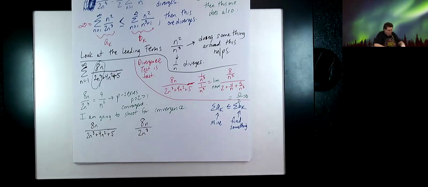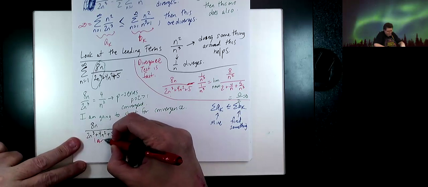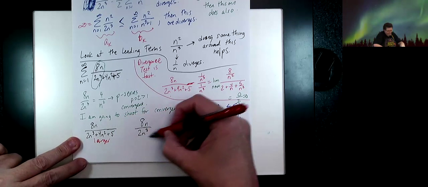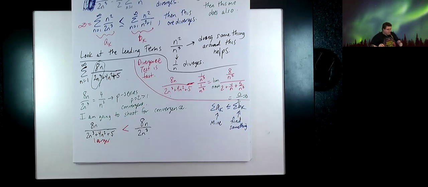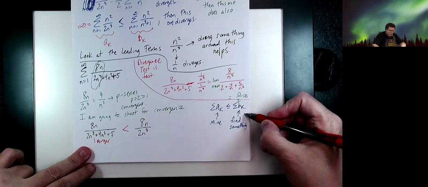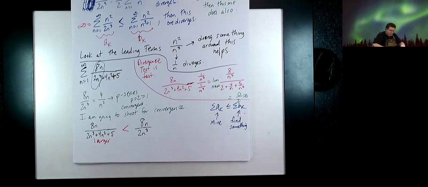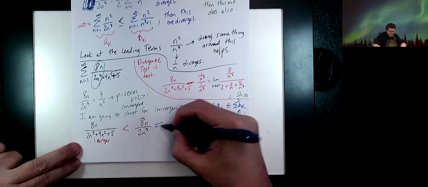This bottom is larger than this one, which means this one should be smaller than that one. Larger bottom equals smaller overall, which means that's what we wanted. So this is perfect. We'll compare to this.